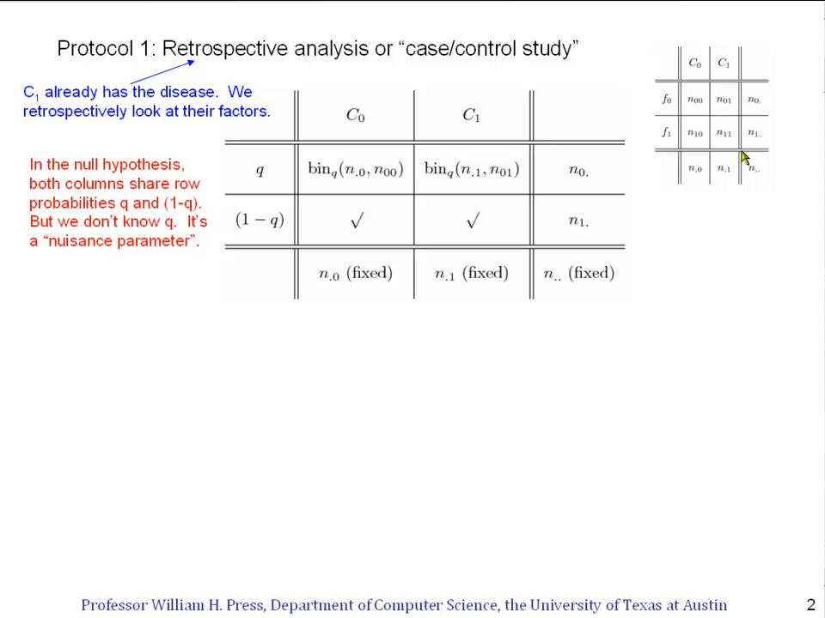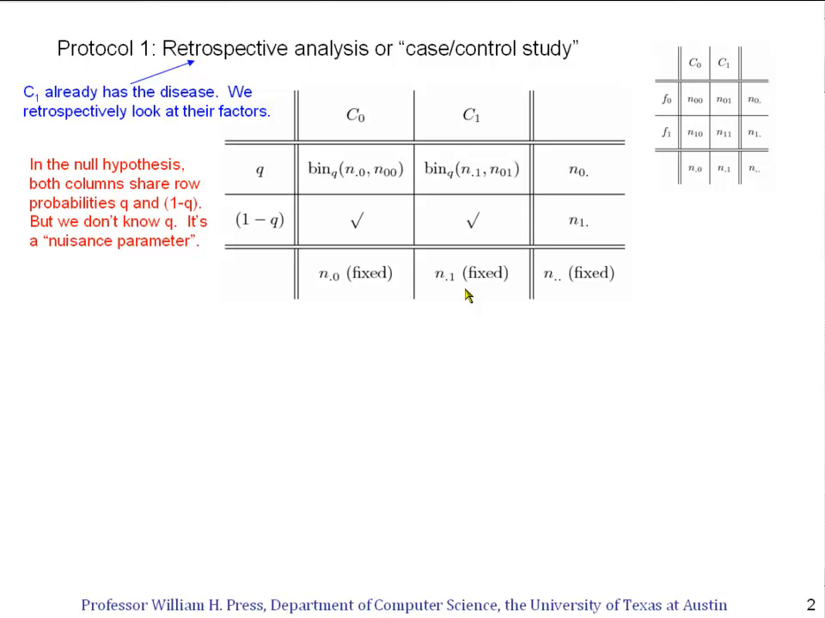So let's consider three protocols. The first we'll call Protocol 1. It's called in various fields either Retrospective Analysis, or more commonly a case control study. The idea here is that we decide what size samples we want of, for example, patients with a disease. We'll call that column C1, and we're going to go around to hospitals and round up a certain number of those patients, so that this marginal, the number in C1, is fixed.